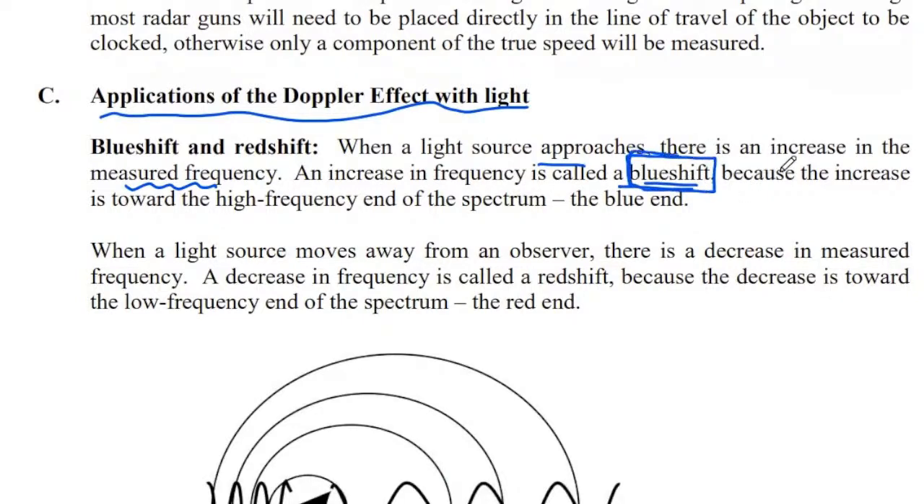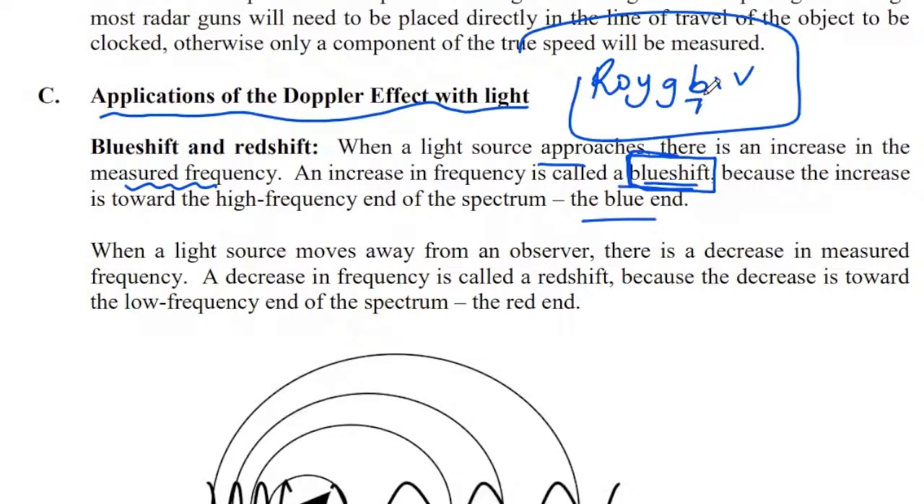Okay, why? Because the increase is towards the high frequency end of the spectrum. When you look at the 7 colors of the electromagnetic spectrum, it's going to be red, orange, yellow, green, blue, indigo, and violet. You can play around with this. So towards this end of blue, the frequency is increasing. So that's going to be the blue shift.